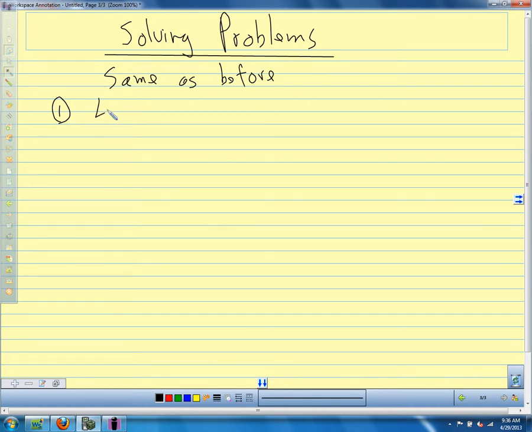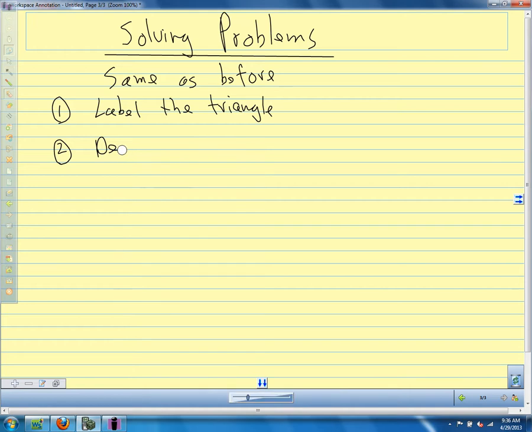So our first step is to label the triangle. Label the opposite side, the adjacent side, and the hypotenuse. Here's where we have to make a choice. Decide which ratio to use. And we're going to decide based on what parts of the triangle we have. Do we have the opposite and the hypotenuse? Do we have the adjacent and hypotenuse? So depending on which sides of the triangle we have, we decide which ratio to use.